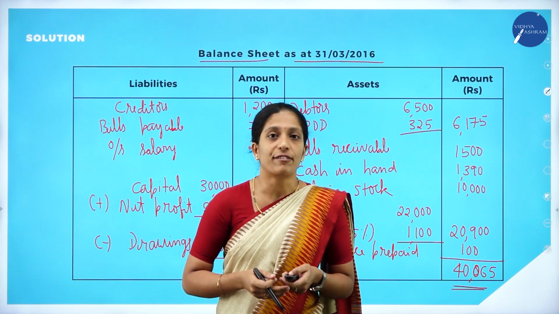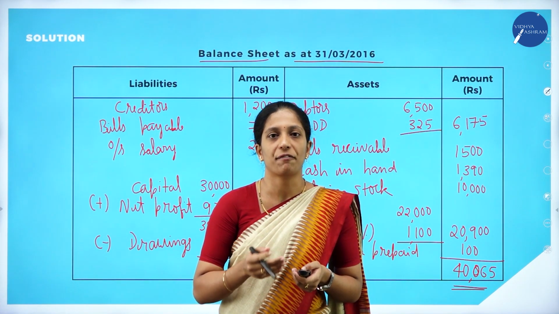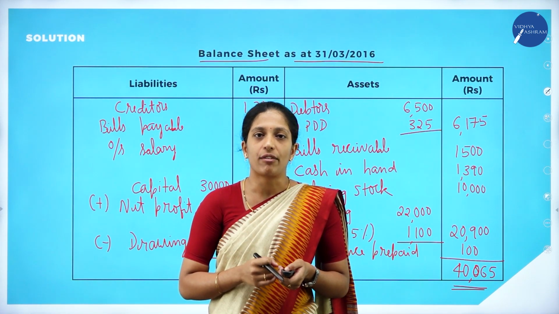So this is how you have to solve for 12 marks, where you have to prepare your trading profit and loss account and balance sheet.